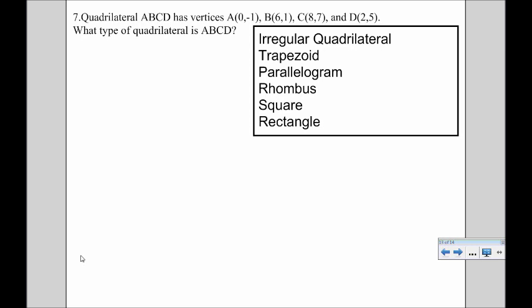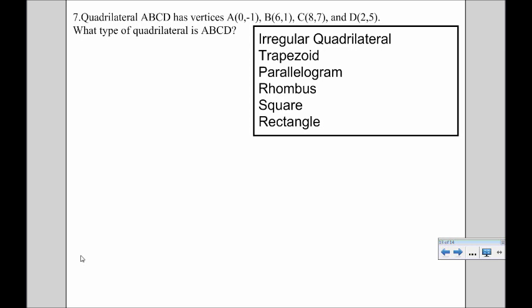It could either be an irregular quadrilateral, meaning nothing special, only that it has 4 sides. It could be a trapezoid, meaning it has one set of parallel sides, only one set. A parallelogram has 2 sets of parallel sides. A rhombus is a parallelogram that has all congruent sides. A square is a parallelogram with all congruent sides and all right angles. And a rectangle is a parallelogram with all right angles, but not all sides are congruent.